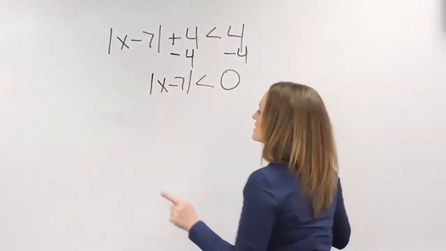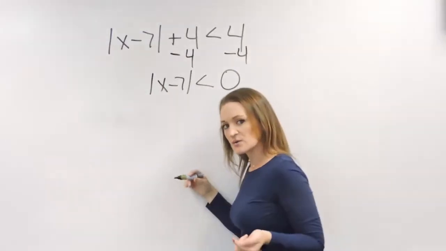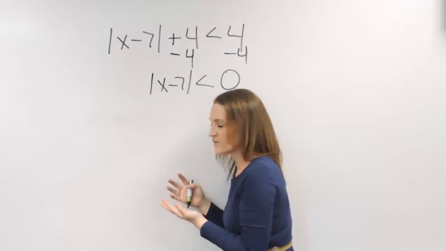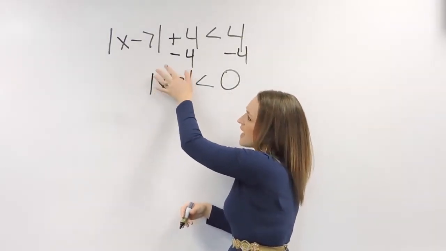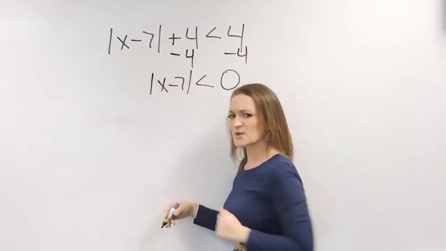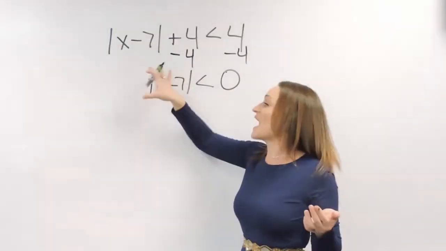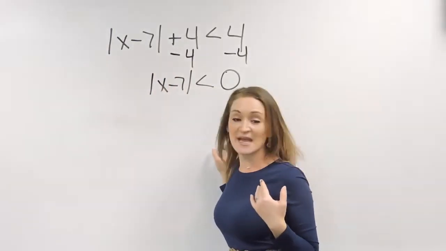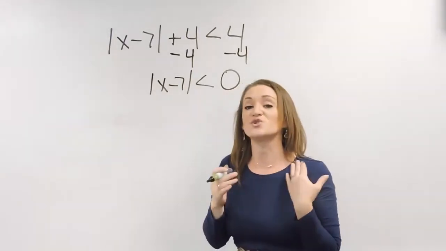So think about this. Can a positive number be less than 0? Right? Because anything that's going to go inside these bars is going to turn positive. So I'm going to have some positive number over here, but this says, hey, that's going to be less than 0. That's not possible. It's not possible to have a positive number less than 0. Anything less than 0 is negative, which means this is one of those examples that is not going to work.